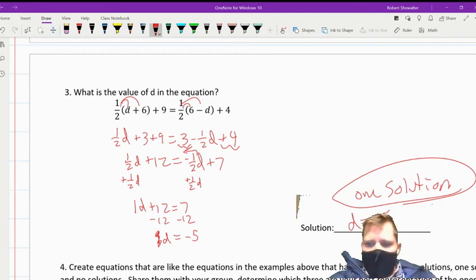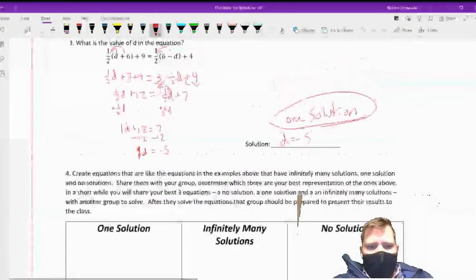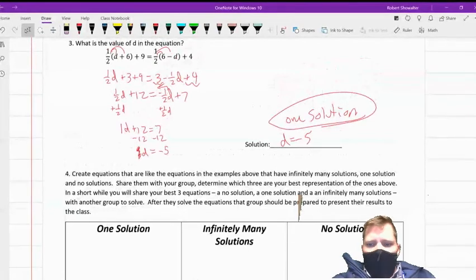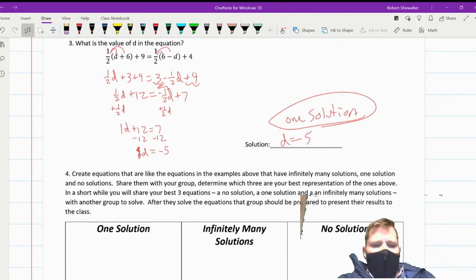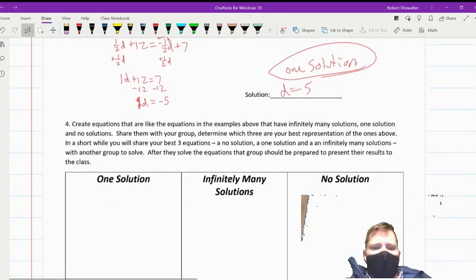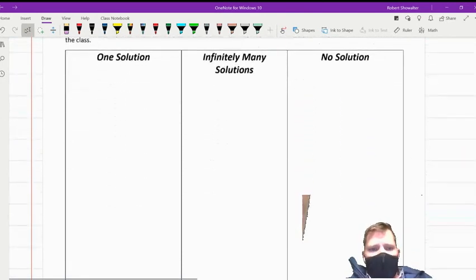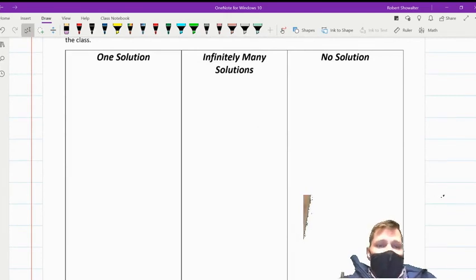Okay, so now, here's the situation. This was typically designed to do in a group, but instead we're just going to have you go ahead and pause the video, create an equation that has one solution, an equation that has infinitely many solutions, and an equation that has no solution. Then when we get back into class, we're going to share these and look at them together as a team.